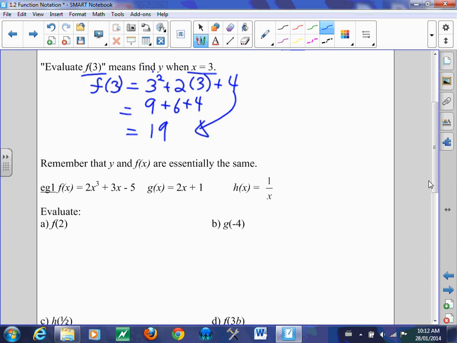Okay. Remember that y and f(x) are essentially the same. So when you have f(x), g(x), h(x), they really only represent the same thing, y. All we're doing, ladies and gentlemen, is specifying that no longer is this just a relation. We've also told you it's a function. It's function notation, which means if you graph it, it would pass the vertical line test.